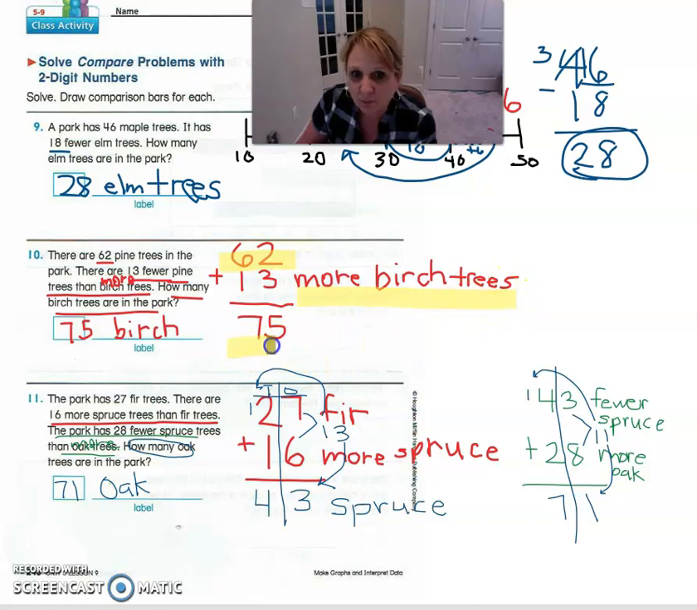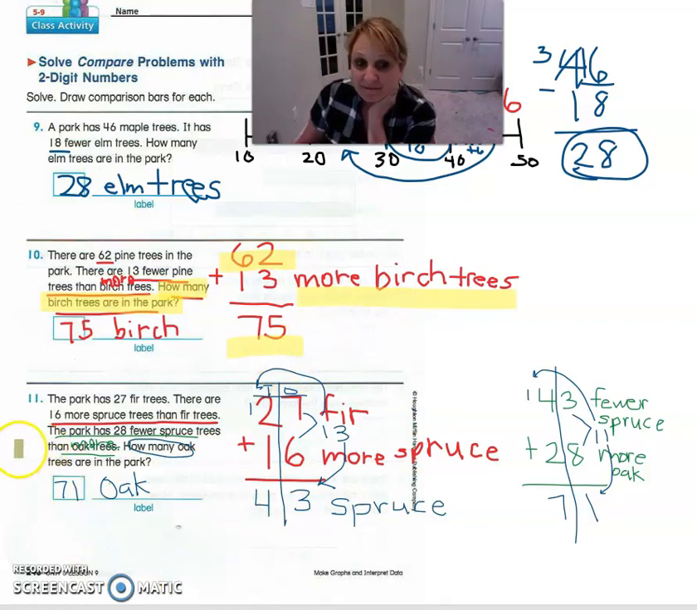And that told me that I needed to add because we wanted to find out how many birch trees are in the park. Okay, so I added 62 plus 13 more, and I got 75. All right, if you subtracted instead of adding, I want you to fix that. Pause the video and fix it before we go on because the second one's even harder.